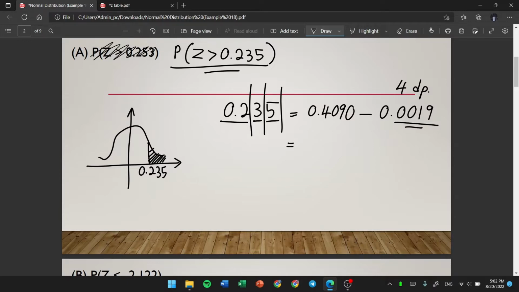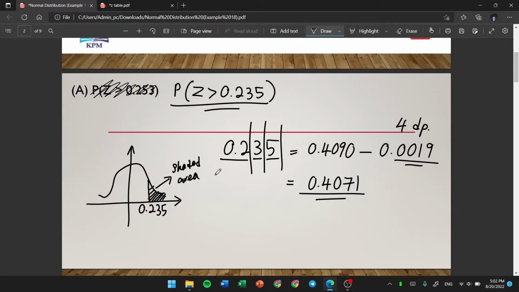Now you press the calculator, you get 0.4071. What is this? This is your final answer, but what does it mean? This actually means it is the probability of the shaded area. That is what they need you to find. Okay, so that's for A.